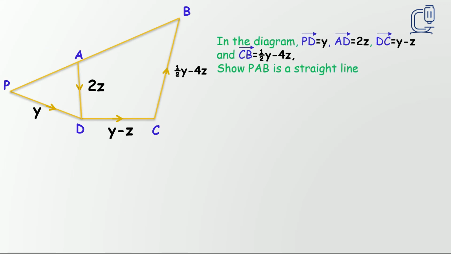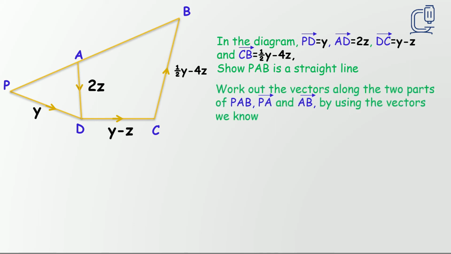In the diagram, PD is equal to y, AD is equal to 2z, DC is equal to y minus z, and CB is half y minus 4z. The question here is, show PAB is a straight line. Firstly, we need to work out the vectors along the two parts of PAB, PA and AB, by using the vectors we know. So PA is equal to PD plus DA.